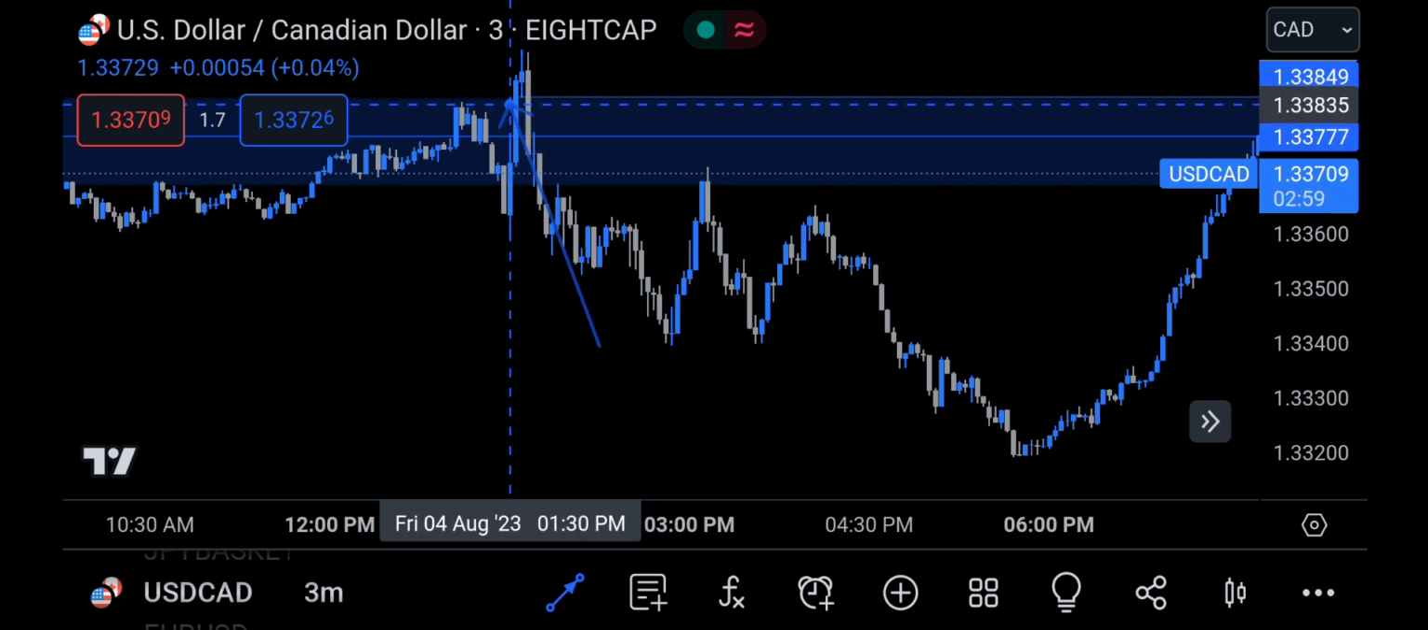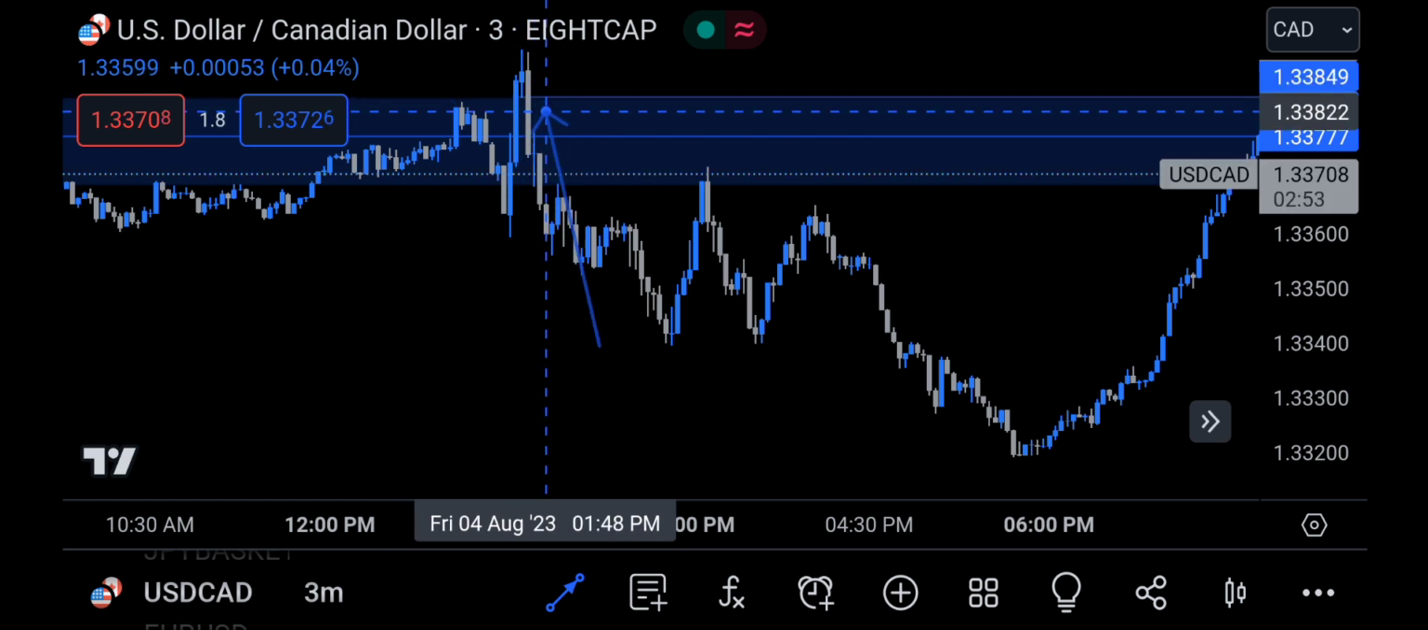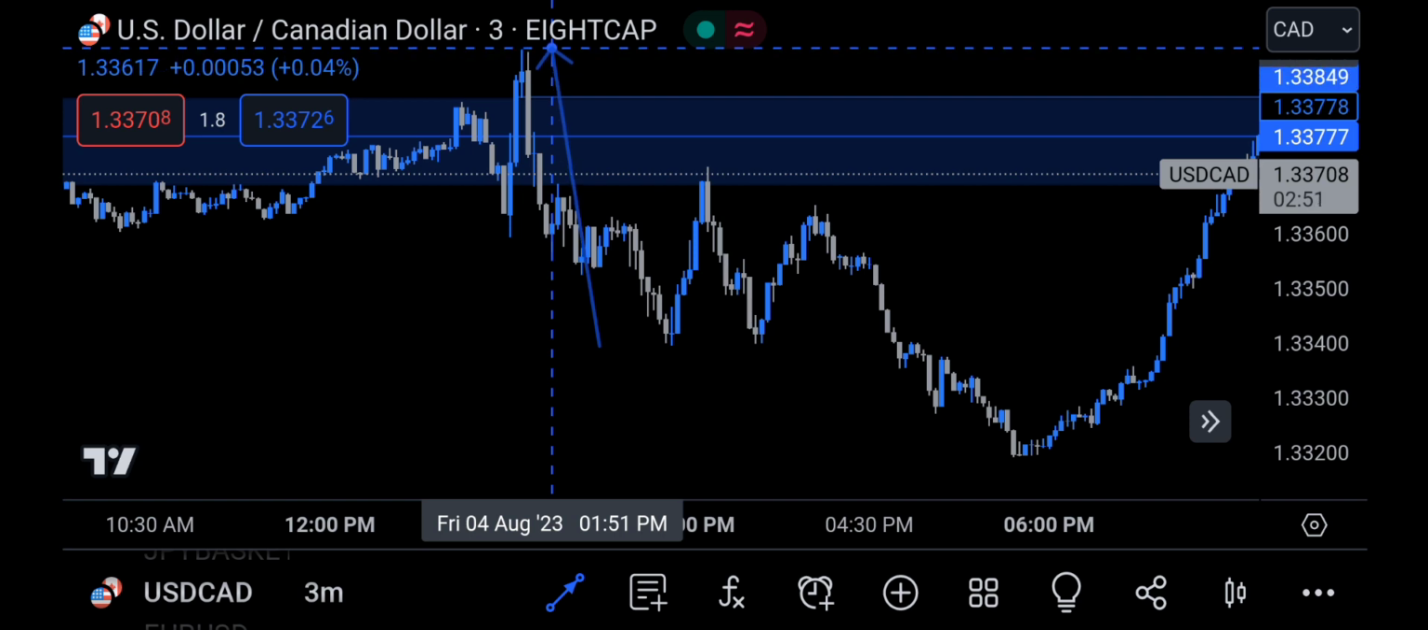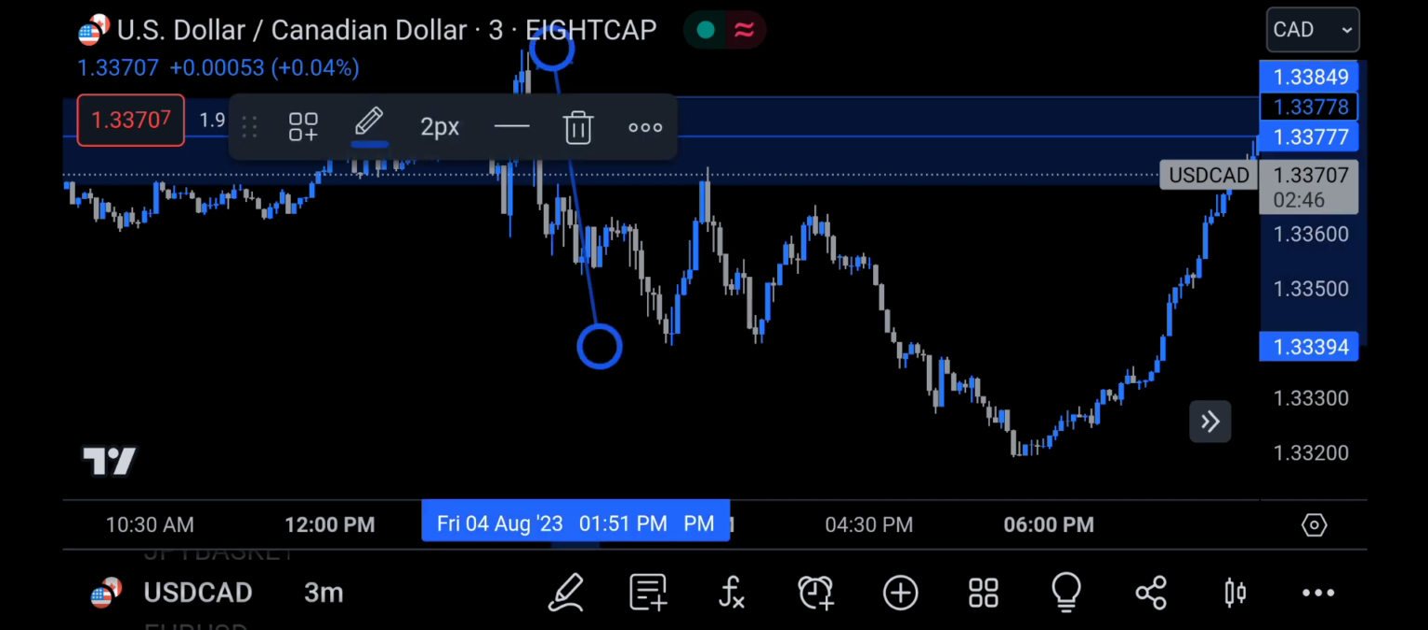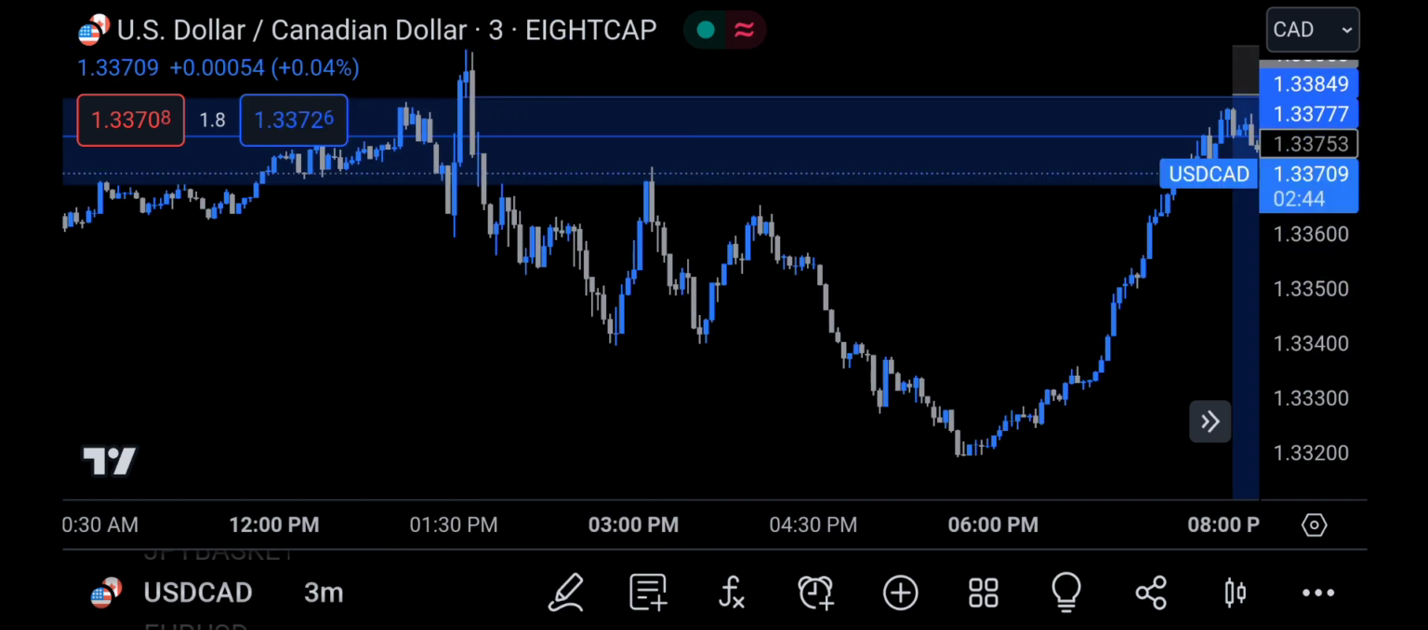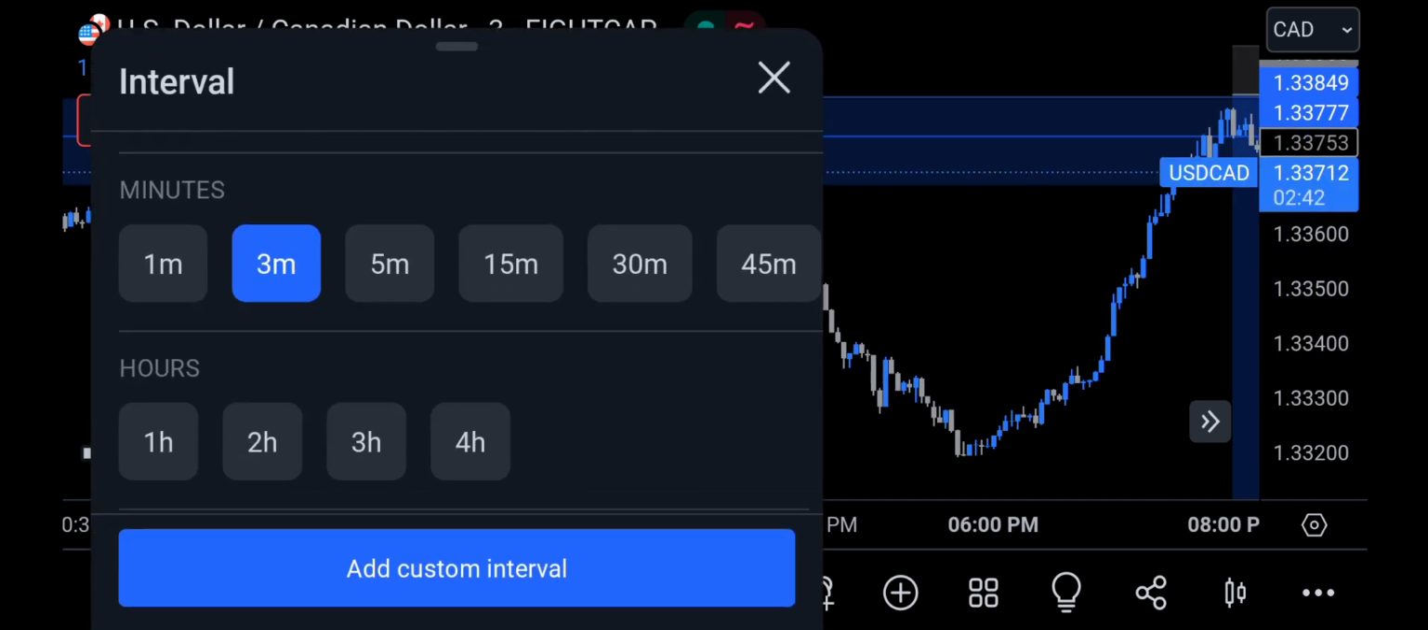I took my entry here. Until price stays below this zone, I am bearish. But if price closes above here, I will change my bias and look for more buying opportunity to the upside. So that is it on USD CAD for now.